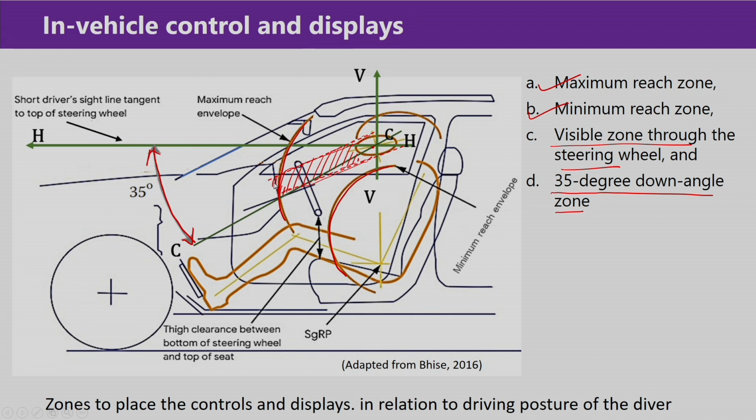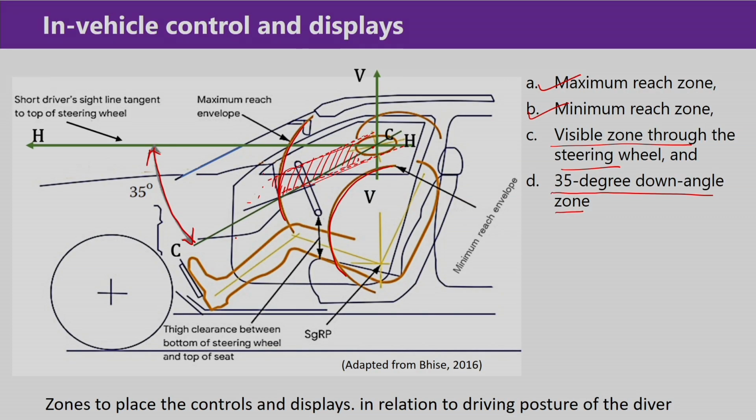This zone is the area where we can position most of the important displays, as well as the various controls which are frequently used and which cannot be operated without looking at them. So, the controls which cannot be operated blindly, in that case, for easy visibility, this is the best location, because while the driver is looking straight forward on the road, with minimum eye and neck movement, they can easily look at the various controls and displays positioned within this 35° downward zone.